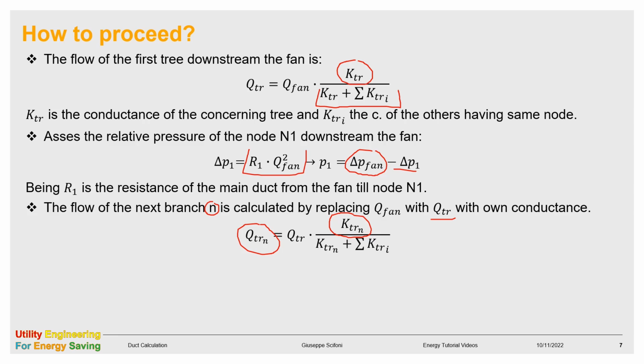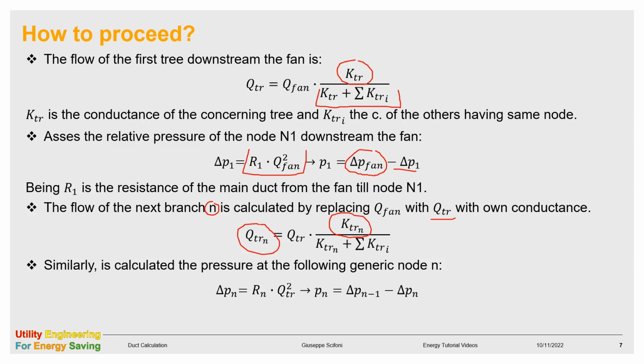The conductance is referring to the tree for which we need to calculate the flow rate. In the same way, we calculate the pressure at the following generic node N. Delta Pn equals Rn times Q squared, where Rn is the resistance of the duct between the node N-1 and the node N. And the pressure is the delta P above minus the current delta P.